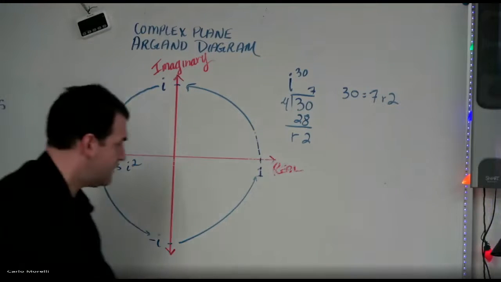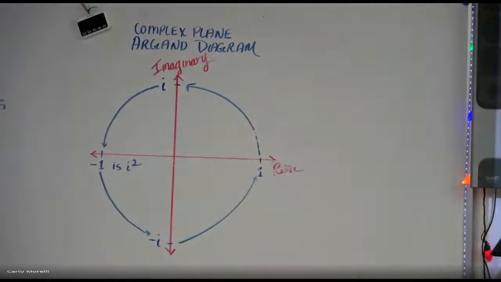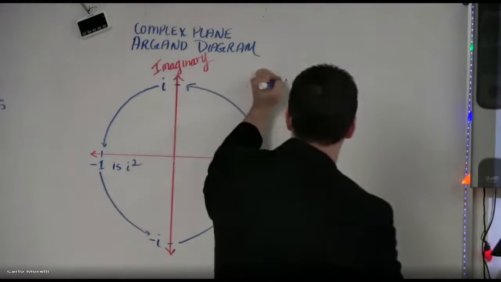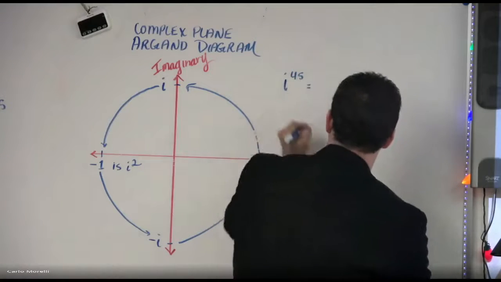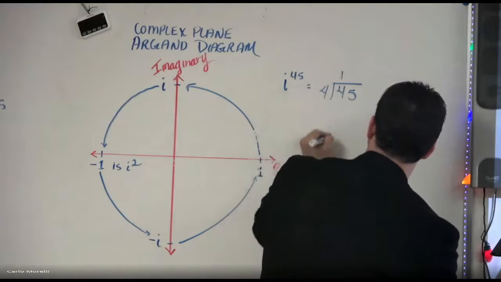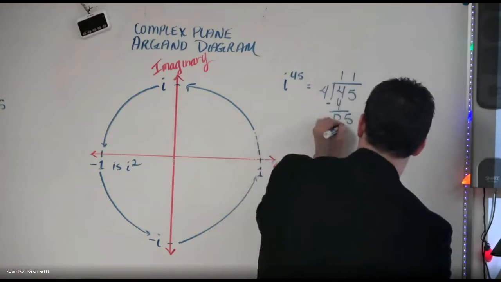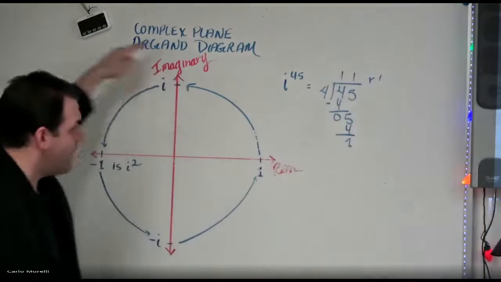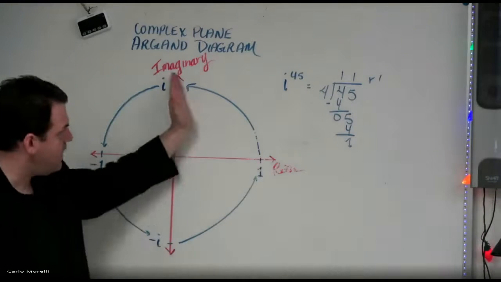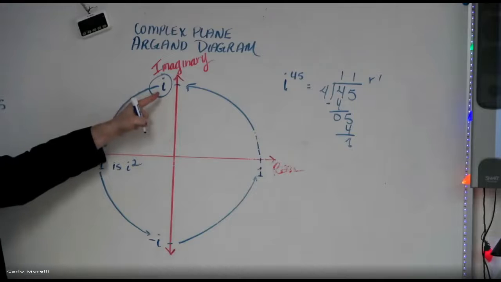Let's do another one, okay? Give me another kind of big number, but keep it under 100. Give me something without a 0, something kind of weird. 45. Okay, so i to the 45th power, we're going to find out what it is. We'll take 45 and divide by 4. 4 goes into 4 one time. That gives me 4. How many times does 4 go into 5? 1 time. 1 times 4 is 4. So I've got a remainder of 1. So it's 11 remainder 1. That's 11 full rotations, and then 1 more. So what is i to the 45th? A positive i. Okay?